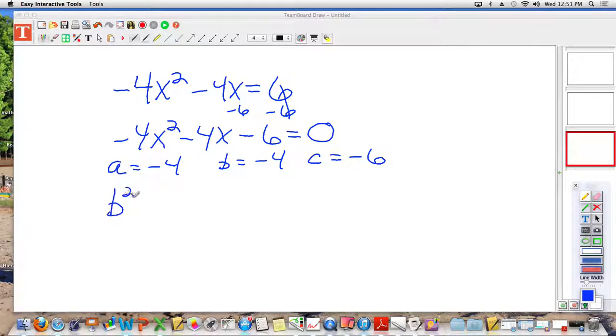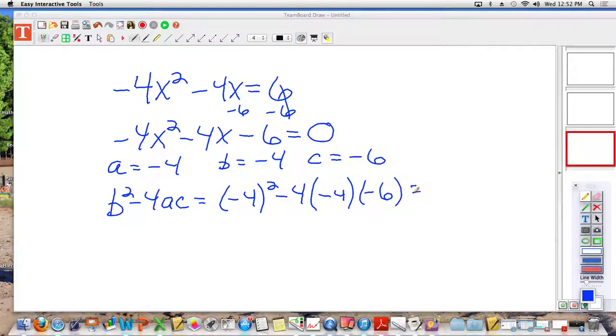B squared minus 4ac is equal to negative 4 squared minus 4 times negative 4 times negative 6. When you calculate all of that, you should end up with negative 80. Don't forget your parentheses around the negative 4.